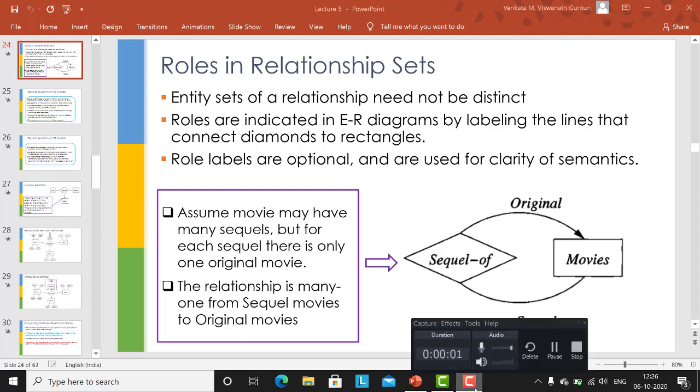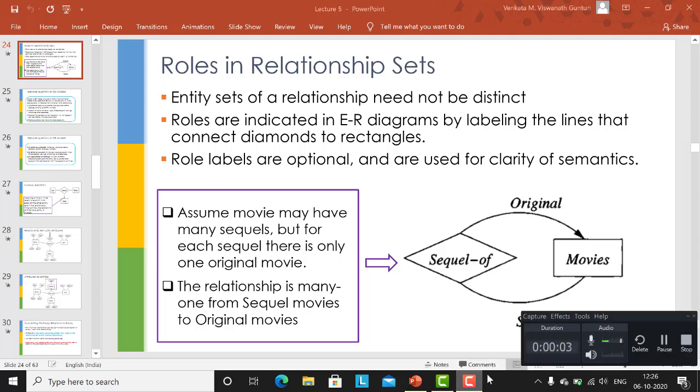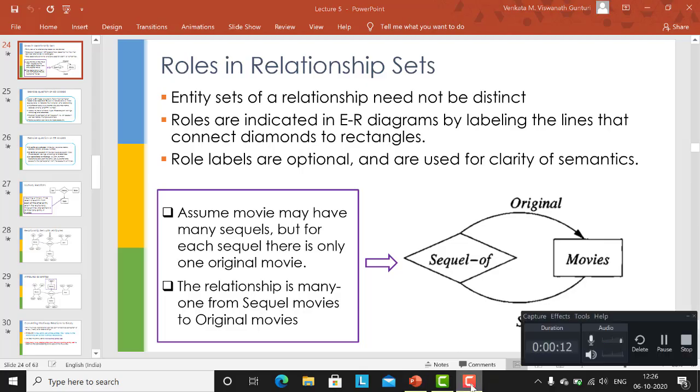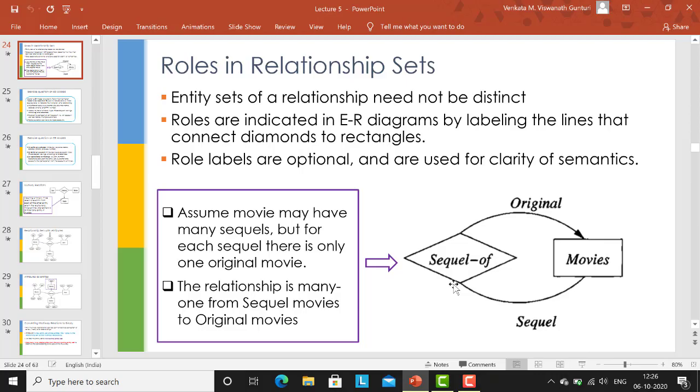Hello everyone. So in this video we are going to continue with ER diagrams. Okay. So here in this particular slide I'm just illustrating this concept of self relations. Just to show you that such things are also possible.